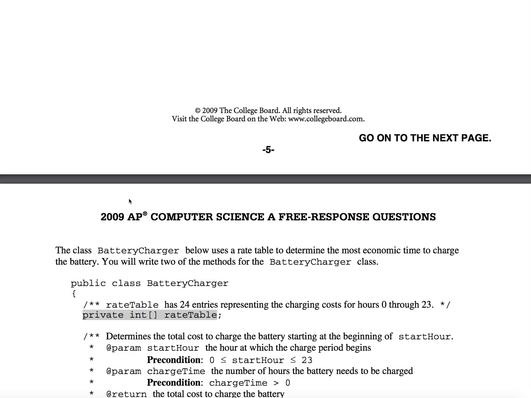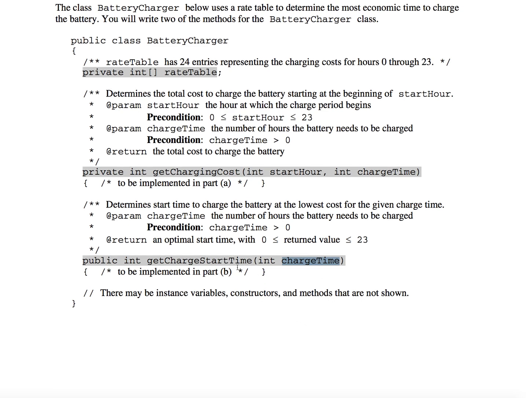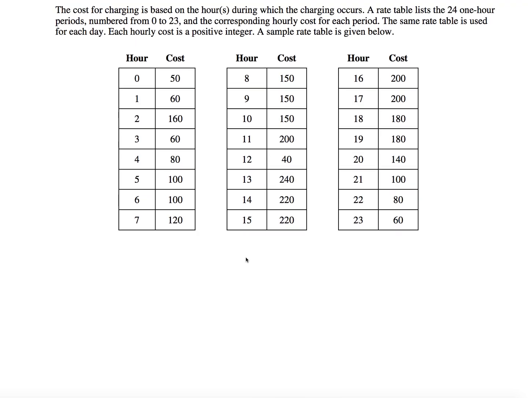So that's the first section. The second section is get charge start time, right? Where you give the method a charge time, and the method is supposed to return the optimal time to charge. So let's assume our charge time is 8 hours. What is this method going to do?